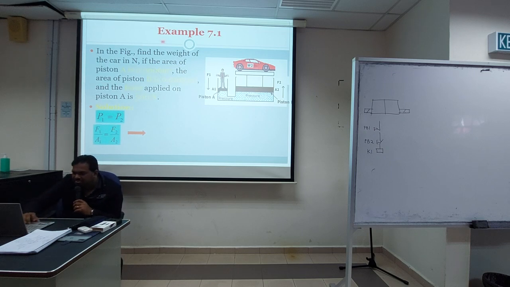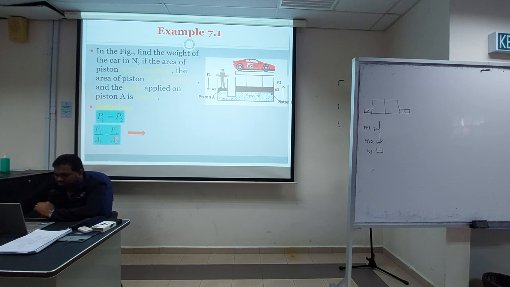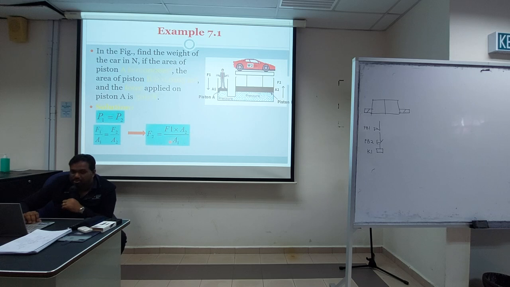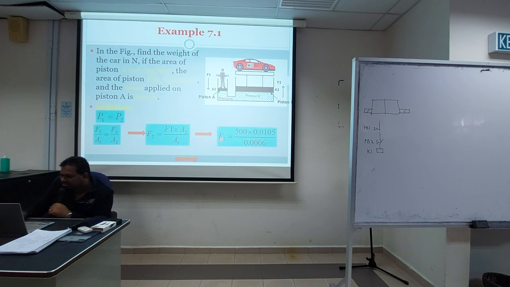Calculate what is the force, force 2 lah, F2. So F1 dah ada, A1 dah ada, A2 dah ada. Okay, so you want to find F2, so you just rearrange this formula. So F1 times with A2 over A1. So apa yang you akan dapat, ini adalah dia punya substitution lah. F1 adalah 500 Newton. So F2 adalah 0.0105 bagi dengan 0.0006. Okay, so you can find F2. So ini adalah F2. So dia suruh cari dalam Newton.